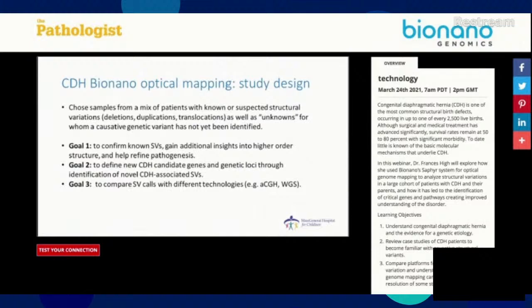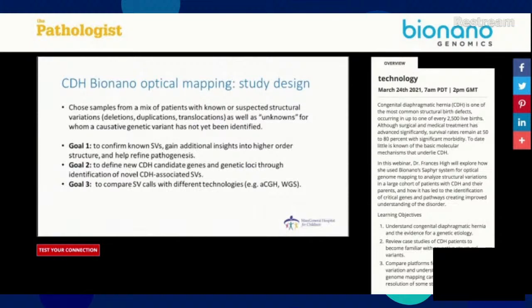Thank you, Sven. So I'm going to talk about our study design. We chose samples from a mix of patients with known or suspected structural variations. And so these included patients with deletions, duplications, and translocations, as well as what we call unknowns, for whom a causative genetic variant had not yet been identified.